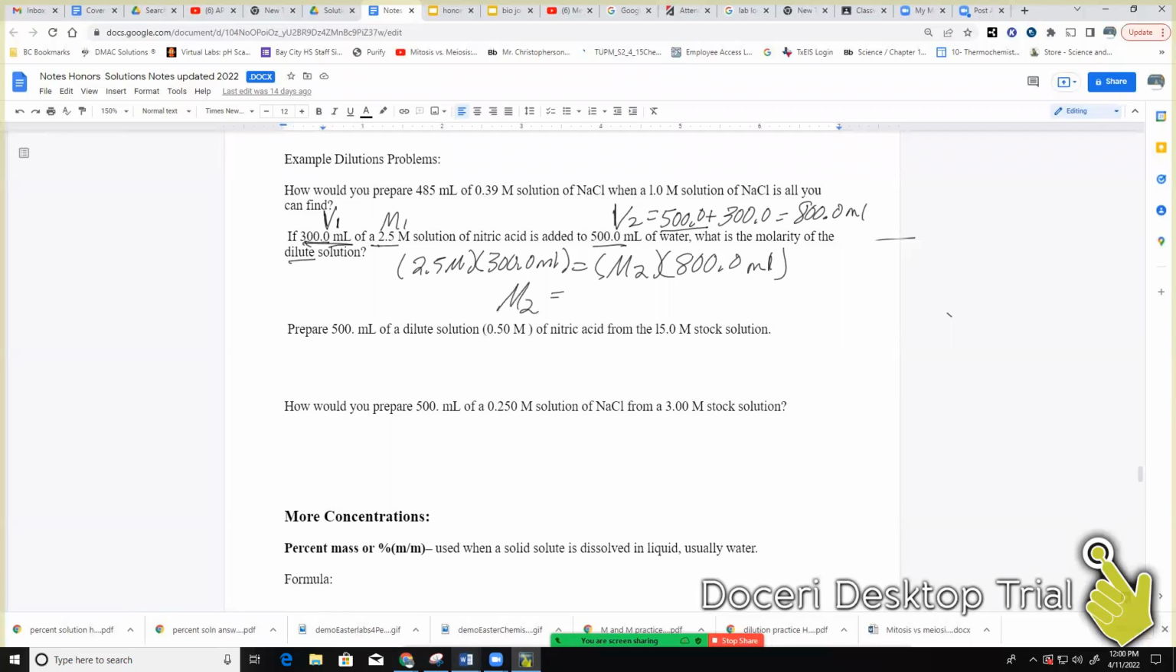So the M2 I got was 0.94 molar. Y'all try these two at home, this one and this one, and see if you can get them figured out.